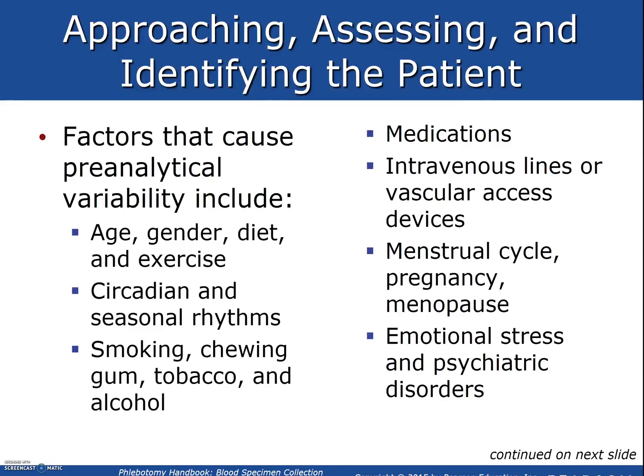Again, factors that cause pre-analytical variables include, and pre-analytical means prior to testing, age, gender, diet, and exercise, smoking, chewing gum, tobacco, and alcohol. Chewing gum, especially when we're looking at glucose levels. Sometimes medications can alter a patient. IV lines, vascular access devices, pregnancy, menstrual cycle, emotional stress, and psychiatric disorders might very well change our test results. It also could change our approach on how we address these patients and draw from them.